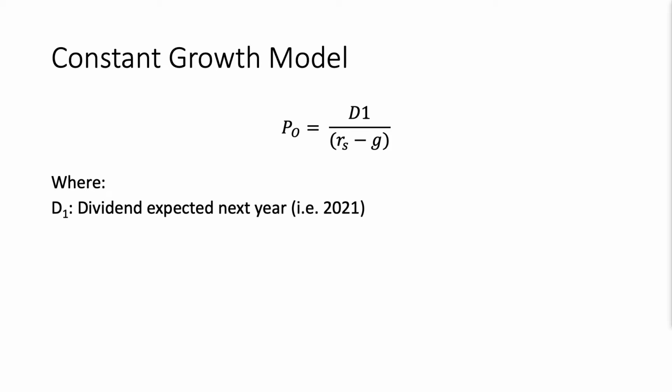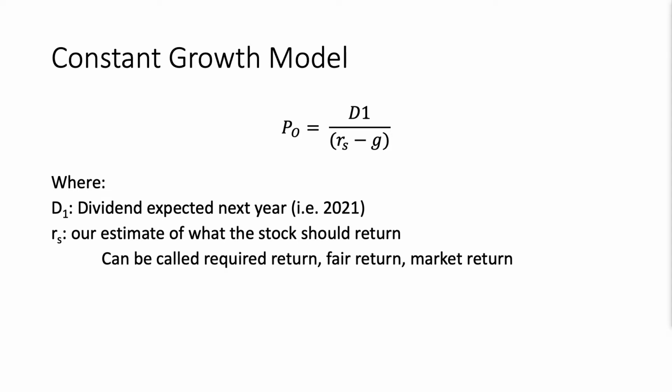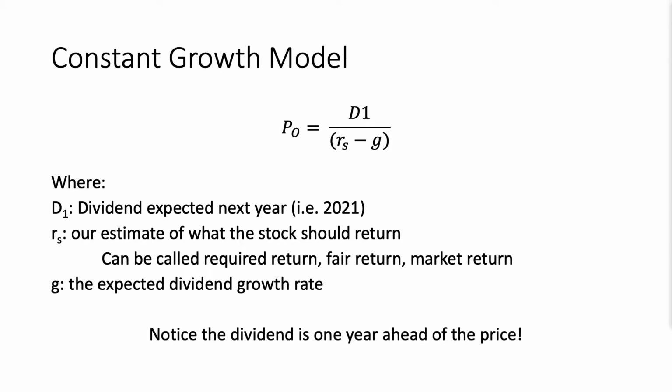So D1 is the dividend expected next year. RS is our estimate of what the stock should return. It's got a few names: required return, fair return, market return. G is the expected dividend growth rate. Notice again the dividend is one year ahead of the price. The price now, P0, the price of the stock in 2020, equals the next dividend, D1, next year's dividend.